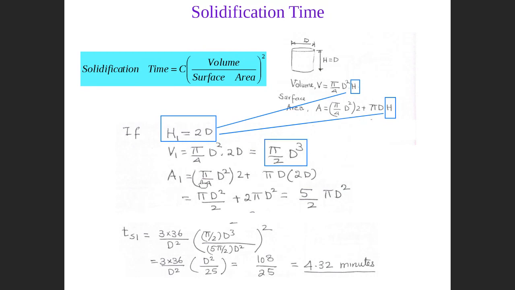Surface area also in the second case equal to, from the equation, pi divided by 4 d square multiplied by 2, plus pi d multiplied by h equal to 2d. Then this is the equation, and this is the surface area in the second case, as you can see. So this is the volume when h equal to 2d, and this is the surface area when h equal to 2d.